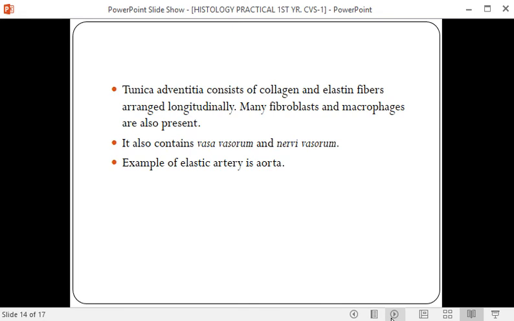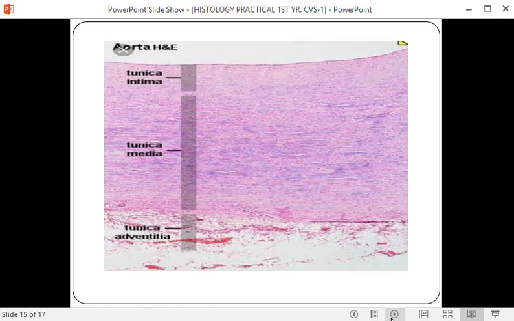Now in large arteries, as we know, tunica adventitia contains vasa vasorum and nervi vasorum. Vasa vasorum are the vessels that supply the large blood vessel, and nervi vasorum are the unmyelinated sympathetic nerves that supply the smooth muscles in tunica media. An example of an elastic artery is the aorta.